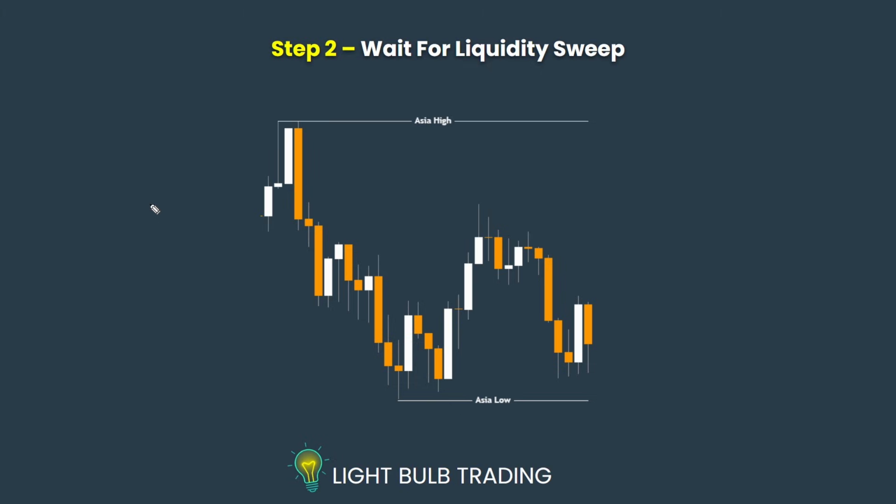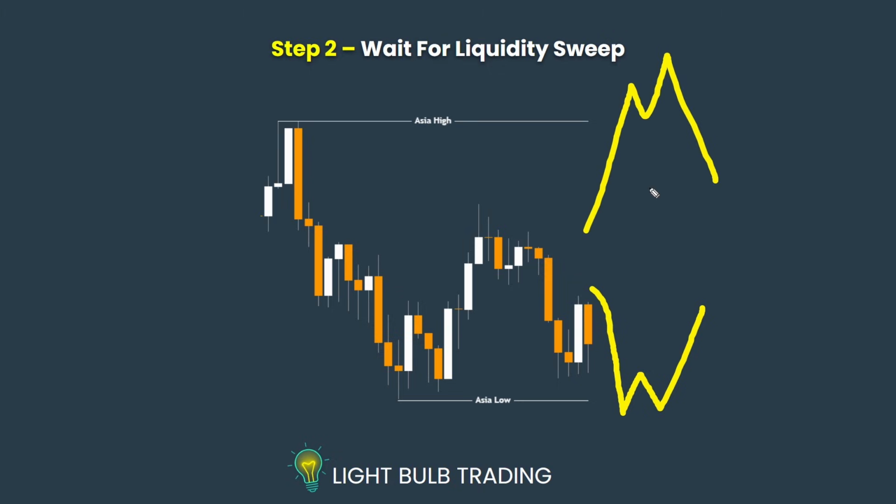We just want to wait for a liquidity sweep. We don't need to do anything else. If there's no sweep, there's no trade. So if we come back down to Asia low, we're going to look to go long. And if we come higher to Asia high here, we're going to look to go short. Whatever the market wants to do.